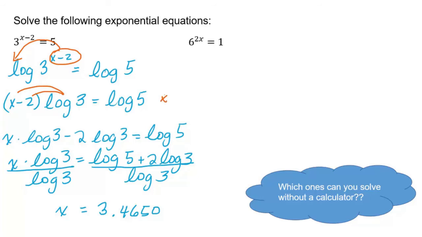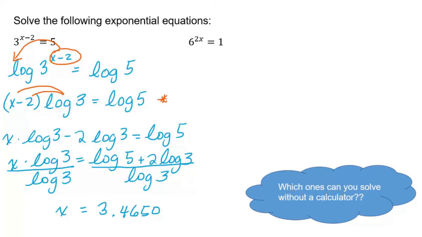Another option would have been to stop at this point and isolate the binomial that we find the x in. So at the point where I've indicated the star, we could have divided both sides by the logarithm of 3 to isolate the x minus 2, and then we would have isolated x by adding 2 to both sides. Try it. You should end up with the same answer.